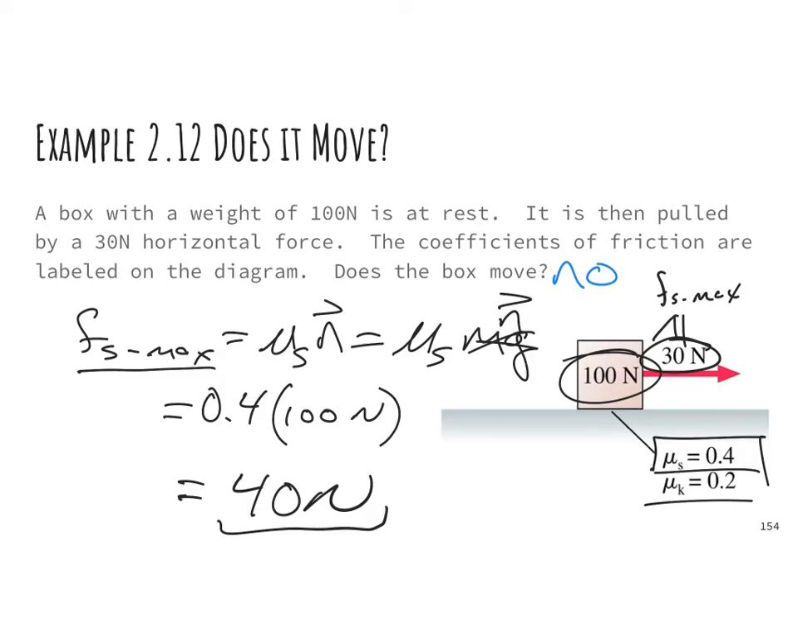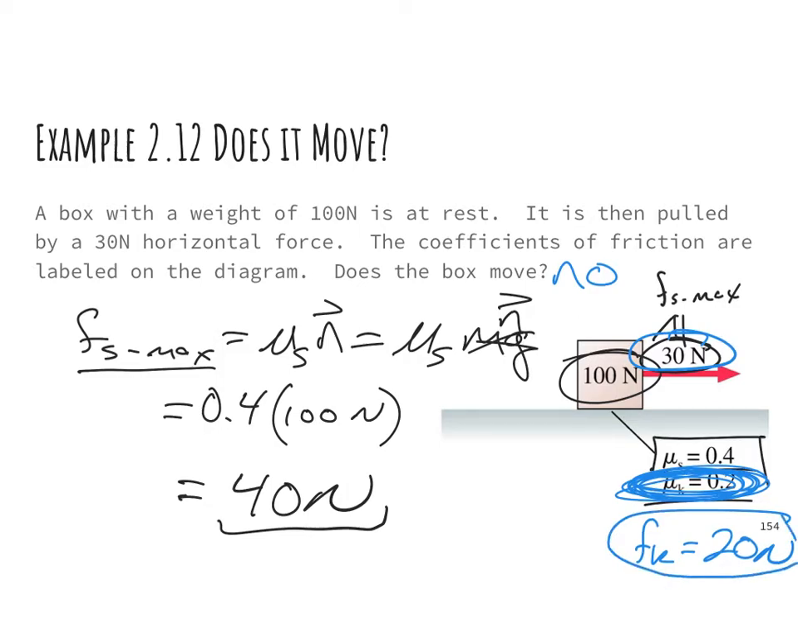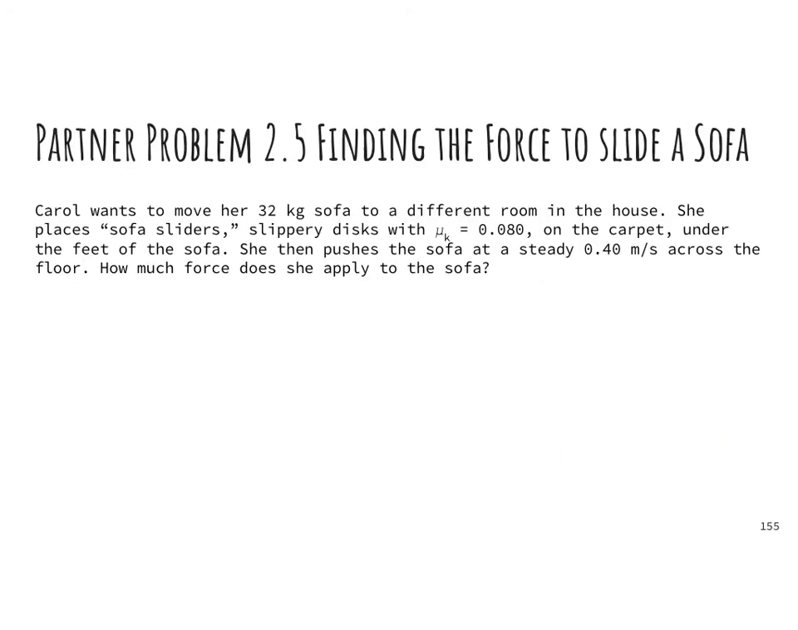Now, a follow-up question: what if the box was already in motion? Well, the coefficient of kinetic friction here is 0.2, which means the force of kinetic friction is 20 newtons. So if the box was already moving, because there's 30 newtons applied and only 20 newtons of friction, it would continue to move and actually start accelerating, because the applied force is greater than the force of kinetic friction.